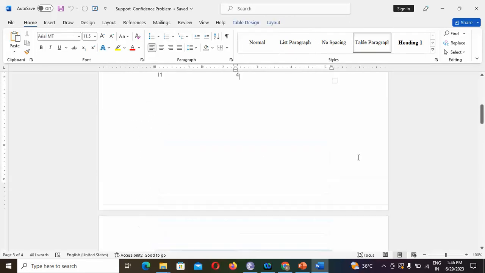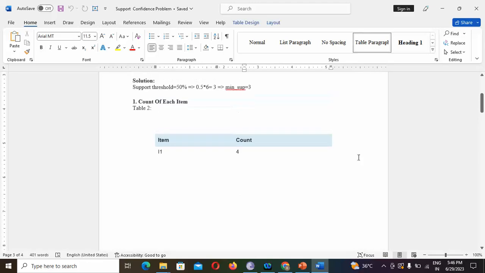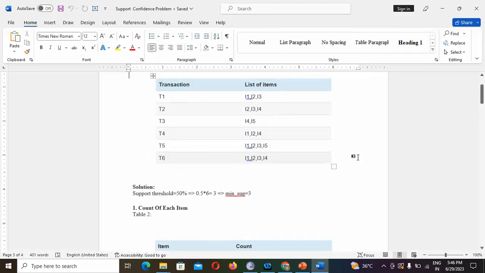What is the support value of I1, I2, I3, for your understanding? So I1, I2, I3 come one time together. I1, I2, I3 come together, this is the second time. So I1, I2, I3 are coming together for the third time. Therefore the support value of I1, I2, I3 item set is 3.